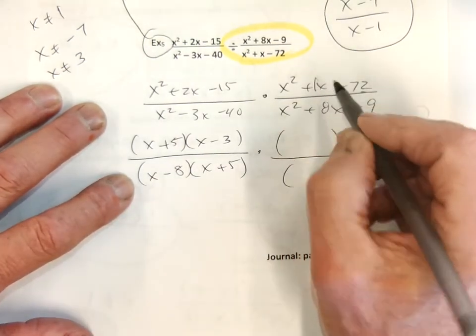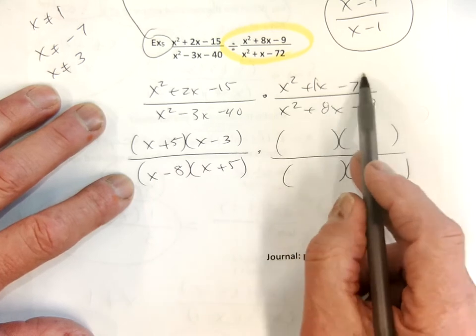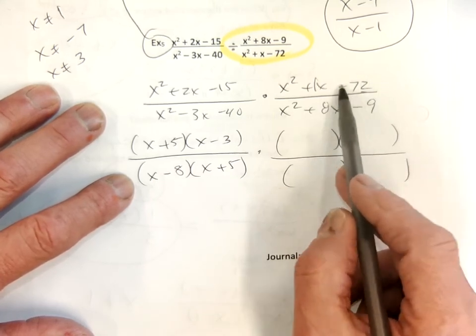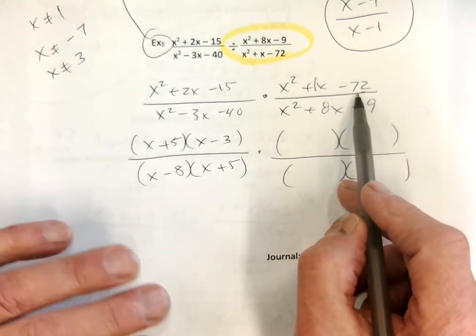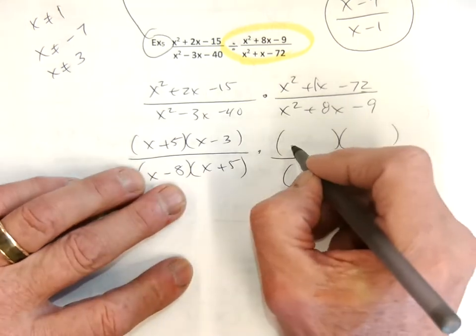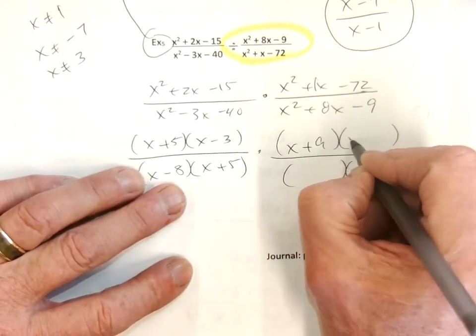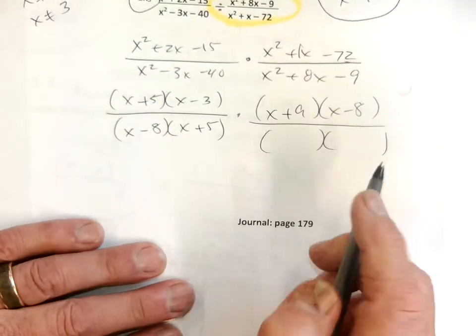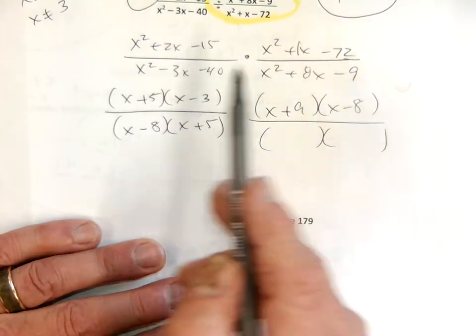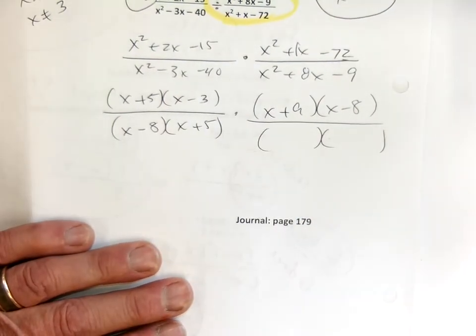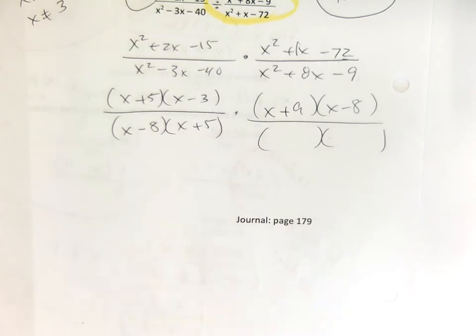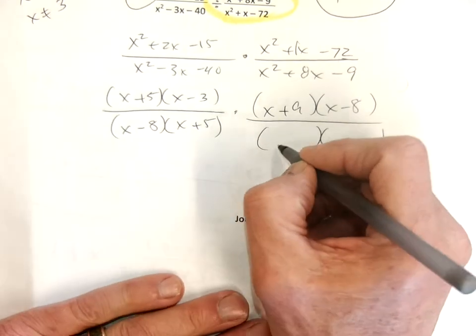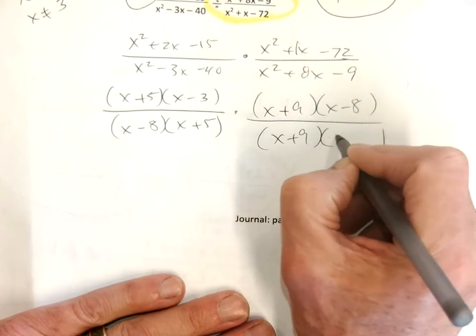How about this one? What times what makes 72? Good. How about a 9 and an 8, right? Positive 9, negative 8. Good job, Alonzo. And then, what times what makes 9? 3 times 3. 3 and 3, yes, but that's not going to work. Let's use a different combination. 1 and 9. Yeah, let's use a positive 9 and a negative 1, right?